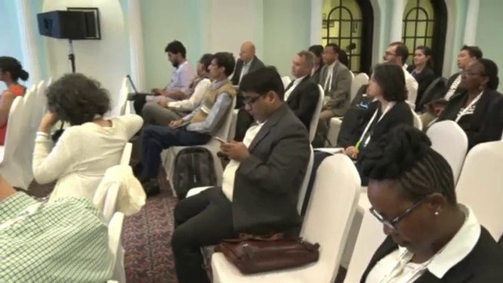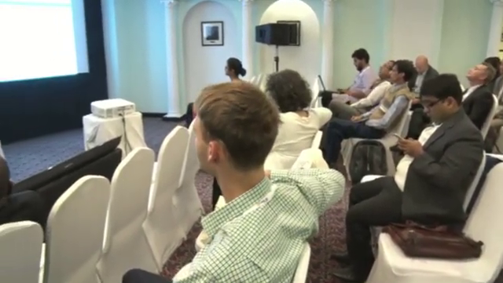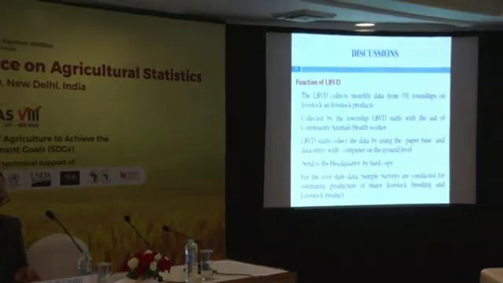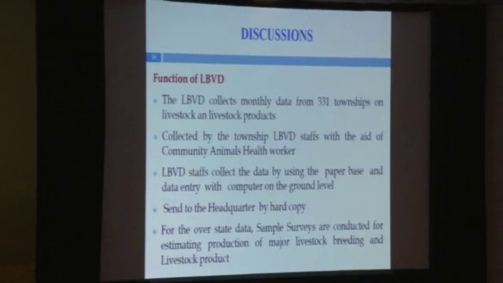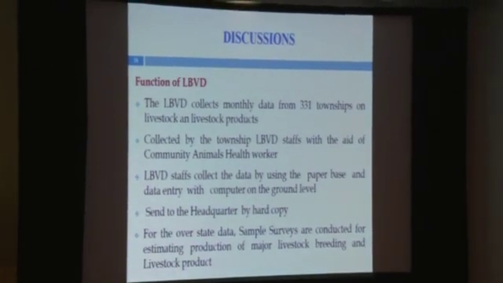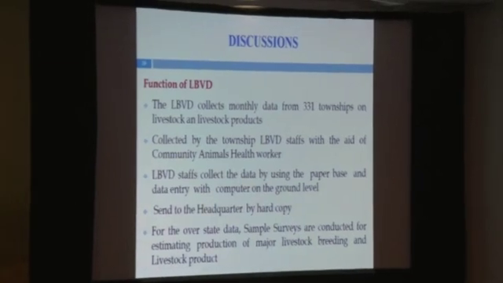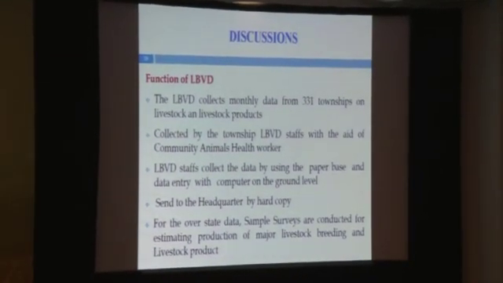The livestock breeding department is concerned with livestock statistics. Livestock statistics collect data mainly from the 331 townships on livestock and livestock products. They are collected by the township livestock staff with the aid of community animal health workers. Livestock staff collect the data using paper-based forms and data entry with the computer at the ground level and send it to the headquarters by hard copy. For the overall state of the data, sample surveys are conducted for estimation of the operation of the major livestock breeding and livestock products.